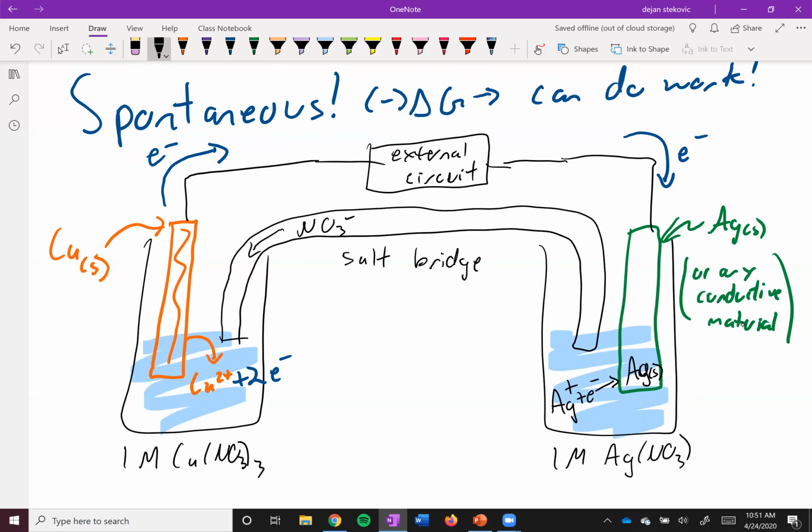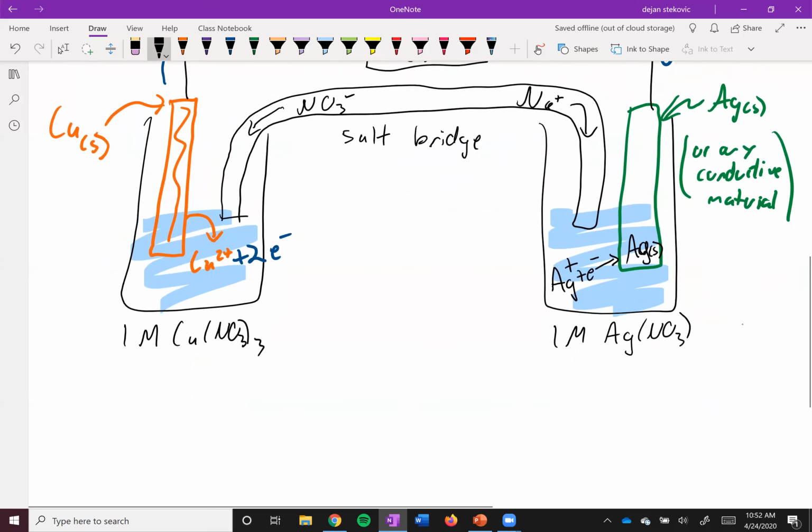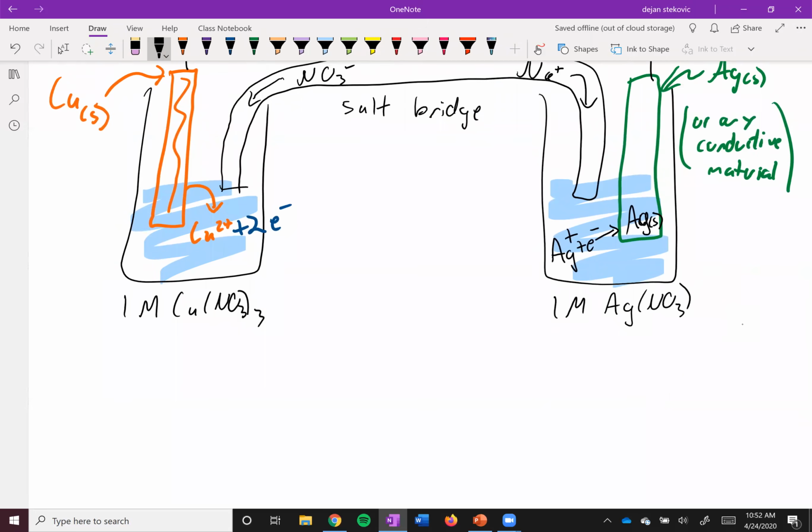Something like a nitrate would go over to this left side to help balance the loss of electrons, and then some other electrolyte like sodium plus would go towards the right side to balance this gain of negative charge from the electrons. Again, it's the same thing as the picture above. Think about what's happening on this side: we have solid copper turning into copper 2 plus and 2 electrons. And on this other side, we have silver plus combining with an electron to form solid silver.